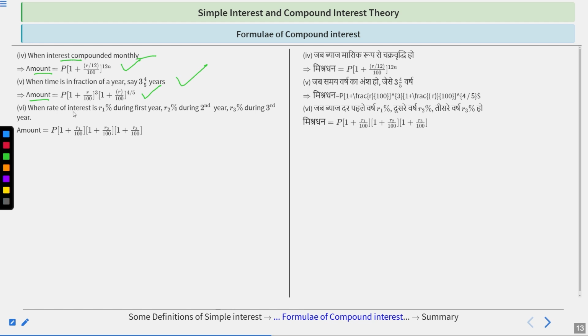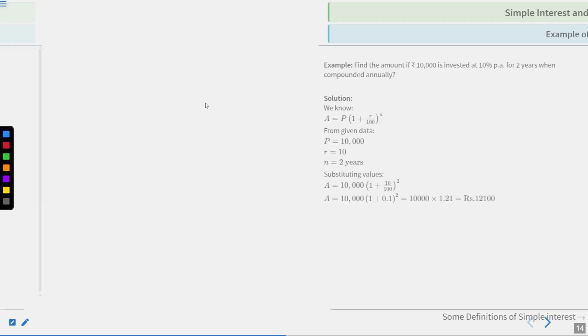Clear? When the rate of interest is R1 during the first year, R2 during the second year and R3 during the third year, then the amount will become P into (1 plus R1 upon 100) multiplied by (1 plus R2 upon 100) multiplied by (1 plus R3 upon 100) and so on up to n. Many times we can do that. Clear? So now see some next.